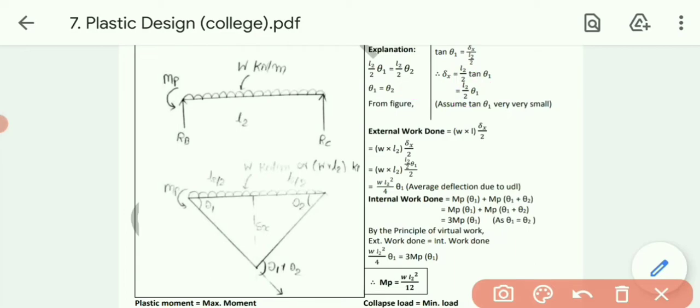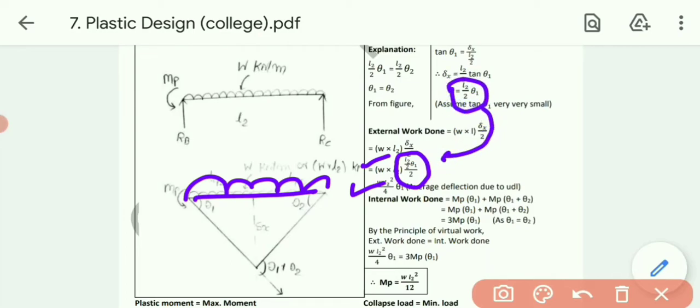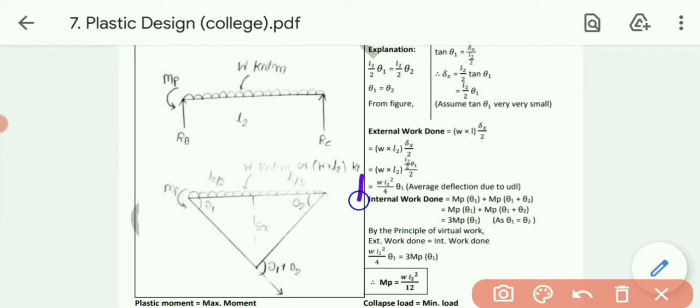Okay, now let's find first of all the external work done. In case of the UDL, the formula will be changed. The external work done will be the total UDL, that is W into L, into the deflection by 2, that is delta x by 2. We have already derived the value of delta x, that is L2 by 2 into theta 1. So putting down the value, W into L2, that is the total UDL, into delta x by 2. Now let's put down the value of delta x by 2, that is L2 by 2 into theta 1. By simplifying this, we will get W L2 square by 4 into theta 1, that is the average deflection due to the UDL, that is the external work done.